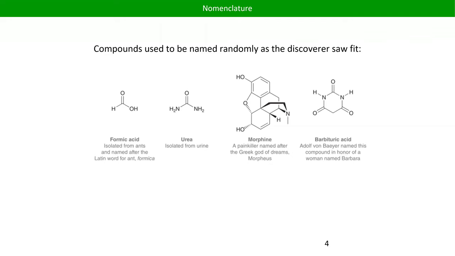So the old school way of naming these compounds was basically whoever discovered it or first isolated it got to name it. And so the names would be fairly random, like formic acid was first isolated from ants. If you've ever had a bunch of black ants in your kitchen, if you squish them all at the same time, there's that really distinct smell, and that smell is formic acid.